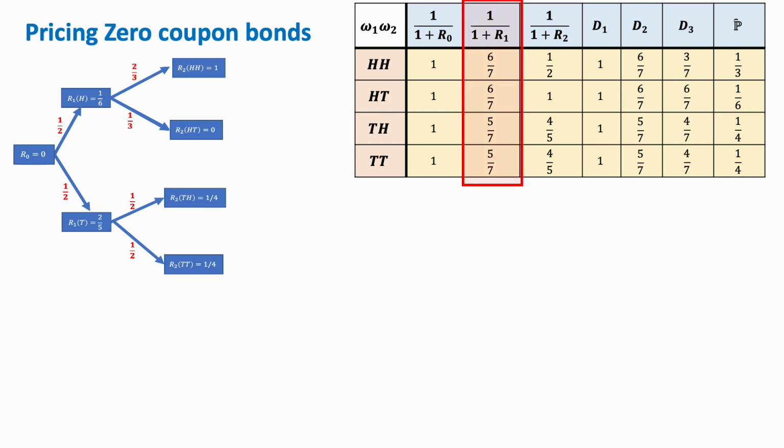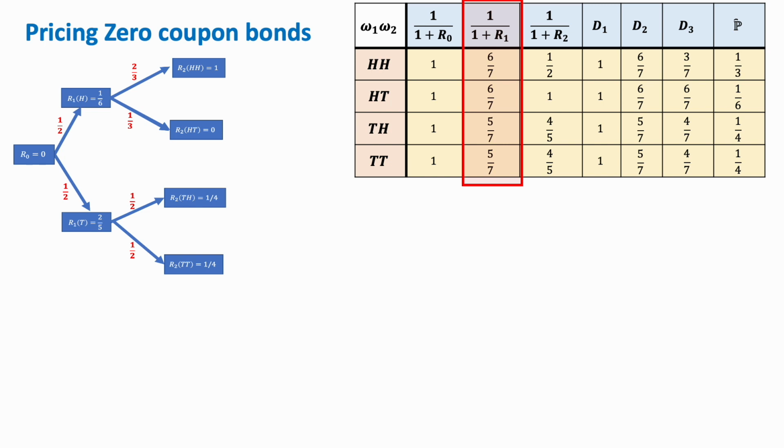So now let's look at R1. The value of R1 is going to change because R1 depends on the first coin toss, right? So if the first coin toss is a head, then R1 is 1 divided by 6. If the first coin toss is a tail, then R1 is 2 divided by 5, right? So we need to take this into consideration now.